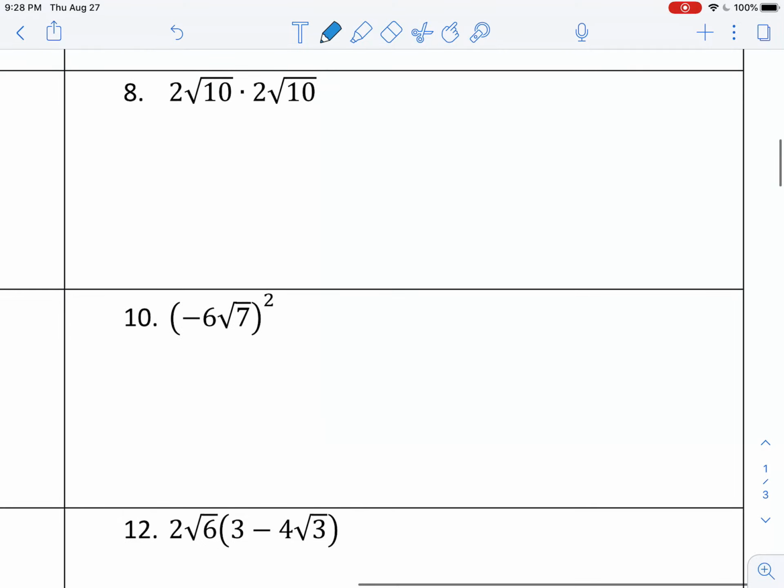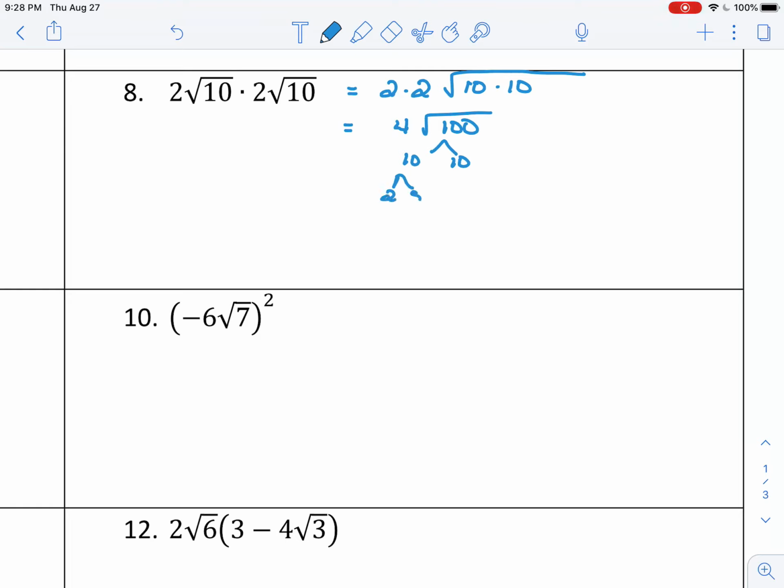Now number 8, again similar, but the result's going to be a little different. So let's multiply first. Numbers out front, numbers inside. That's going to give me 4 square root 100. Now I'm going to check to see if I can simplify. Well, 10 times 10 gave me 100, which means I've got a pair of 2 and 5, 2 and 5. So pairs make perfect squares.